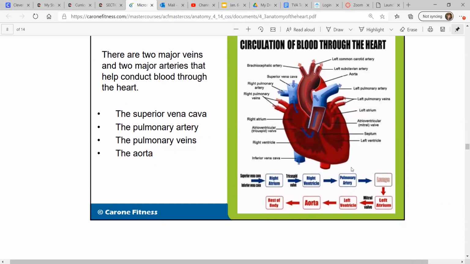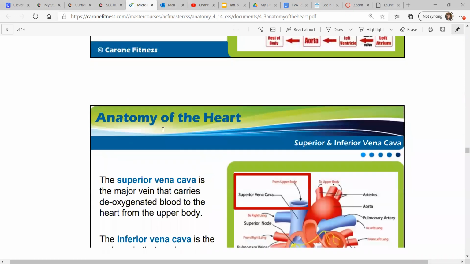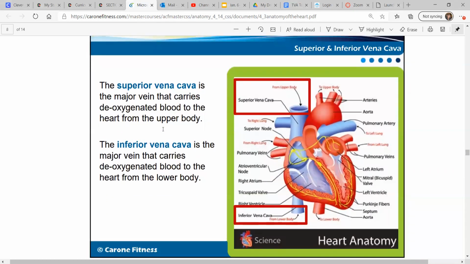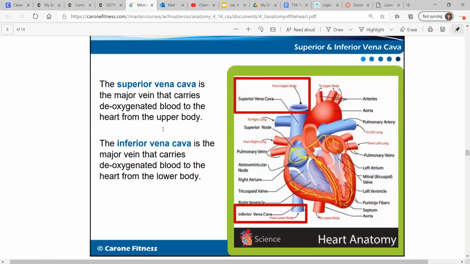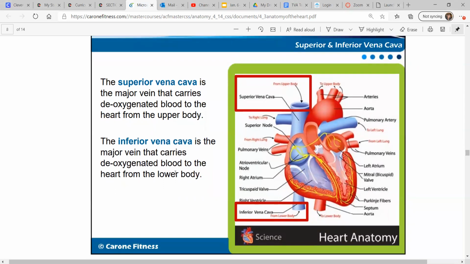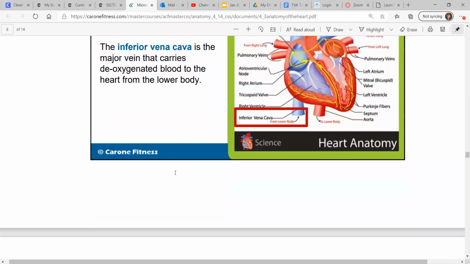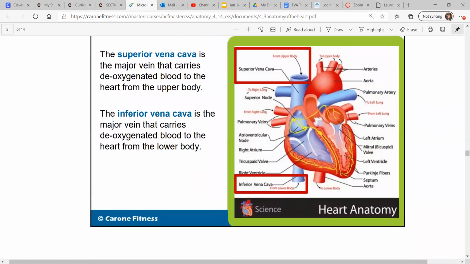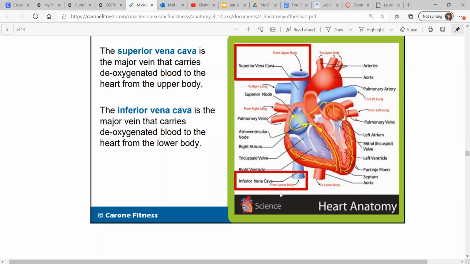So blues coming back, reds going out. All right. The superior vena cava is the major vein that carries deoxygenated blood to the heart from the upper body. So superior, think upper, inferior, think lower body. Same thing. Inferior carries deoxygenated blood to the heart from the lower body. And you can see that in this diagram here.